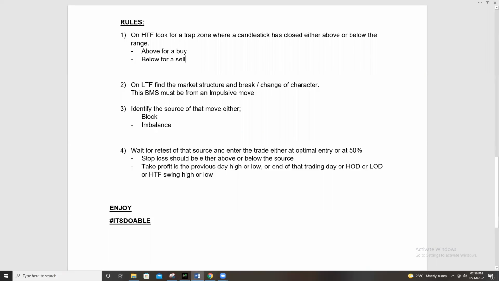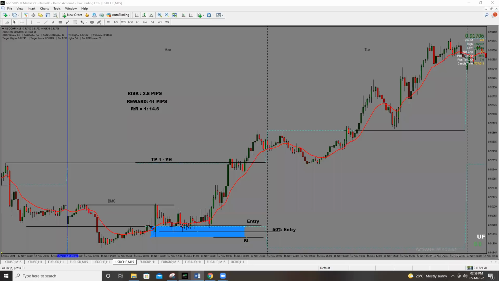Then number three, I want to identify the source of that move. It can either be a block or an imbalance. So let's go. Where is it coming from? It's coming from a block. What kind of block is this? This is a buying block or a buying order block. How do you tell it's a buying block? Because it has a red candlestick and a very huge candlestick to the top side, meaning it's buying. What type of block is this? You can call it a strong block. You can call it an engulfing block, whatever you want to call it, but it's a block.